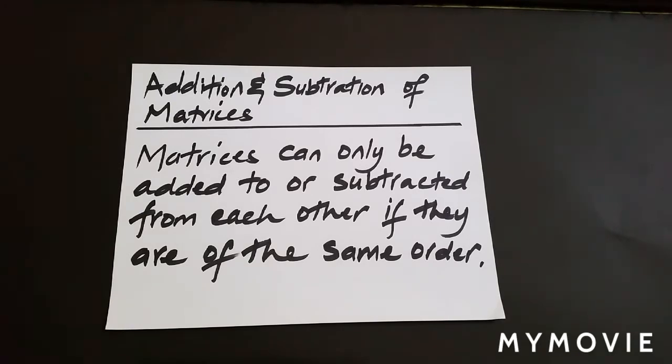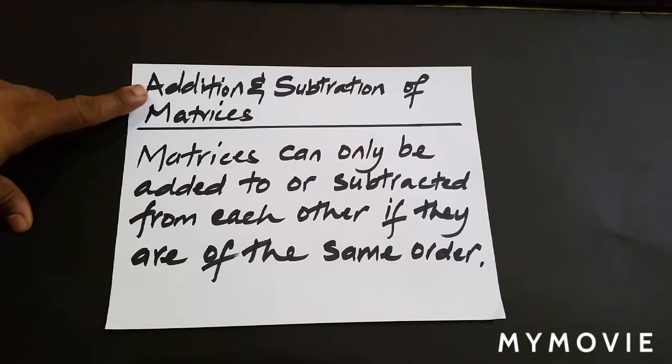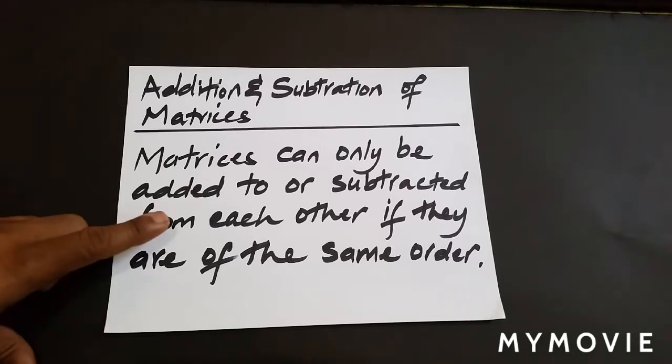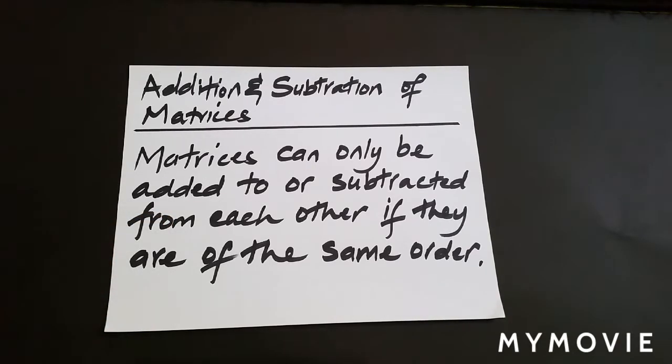Welcome back, gentlemen. Today we'll be looking at addition and subtraction of matrices. And there's something that you need to know. There's a condition that has to exist before you attempt to add or subtract two matrices to or from each other. In order for you to be able to add two matrices to each other or subtract one from another, they have to be of the same order.